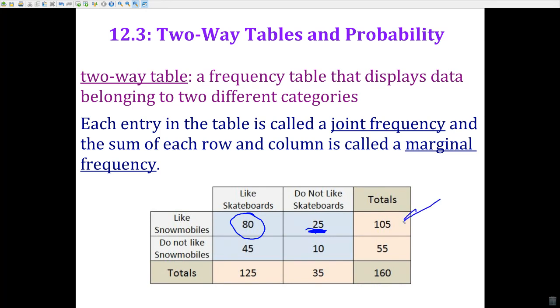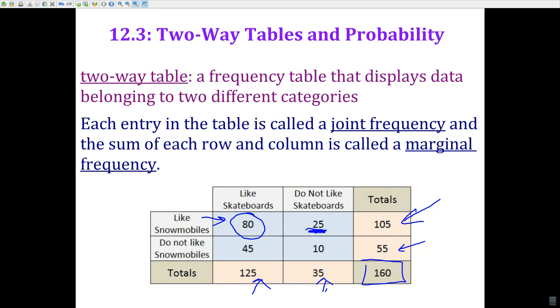This is the total number of people that like snowmobiles, right? If you're following the track of this table. And then likewise of these other ones, these are the ones that don't like snowmobiles. These are the ones that don't like skateboards, total amount of people that like skateboards. This in the bottom right will always have the total number of people that took the survey, or the total number of however many trials you had, right?